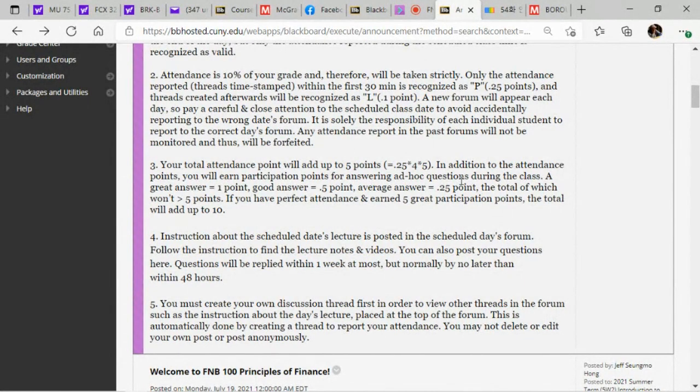And then, from time to time during the class, in the Collaborate session, I'm going to ask some questions. And if you give me a great answer, you'll get one extra point. Okay? And a good answer, 0.5 point. Average answer, 0.25 point. Suppose you gave me 5 great answers, then you get 5 points. So the total of your attendance points will be 10.